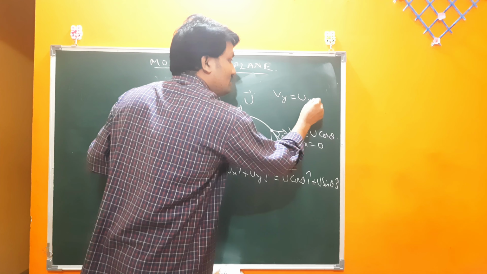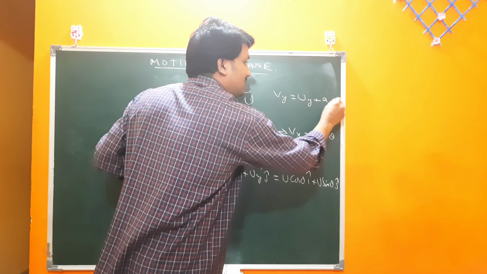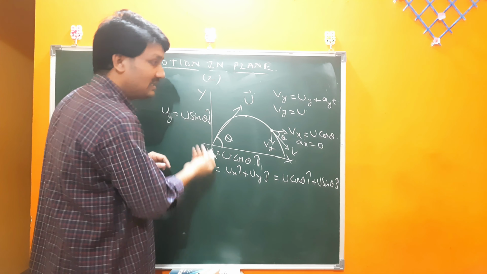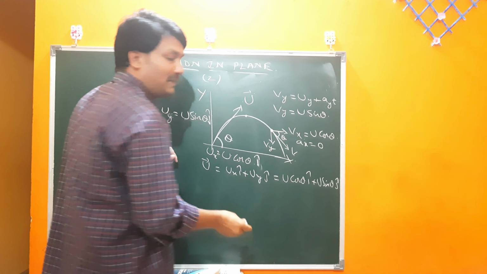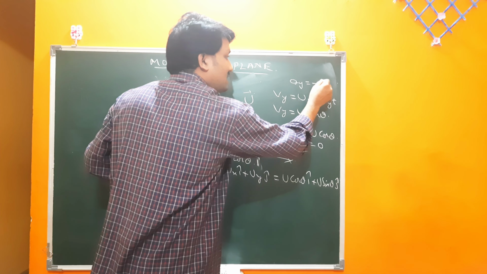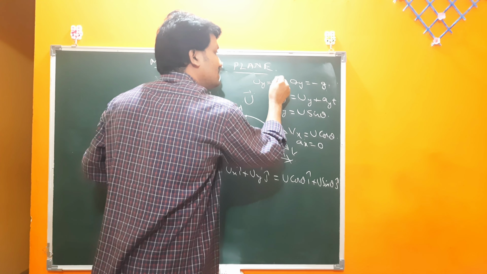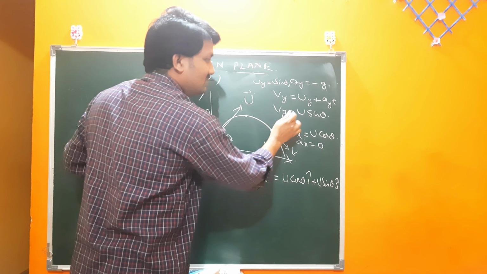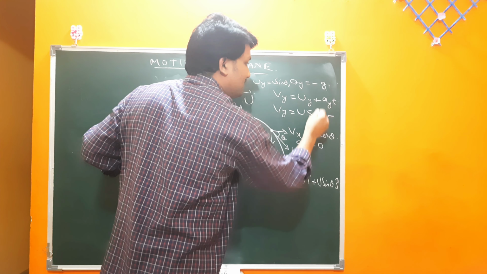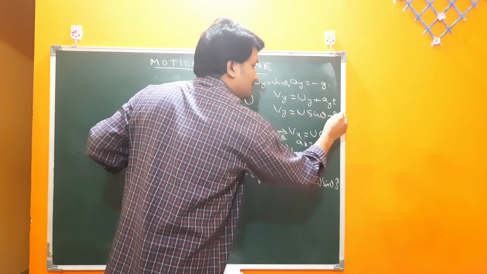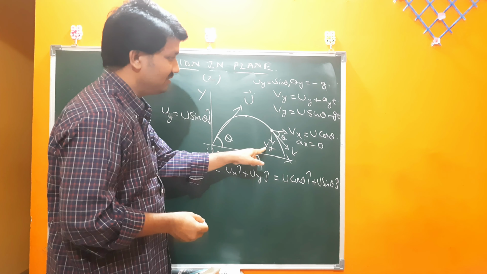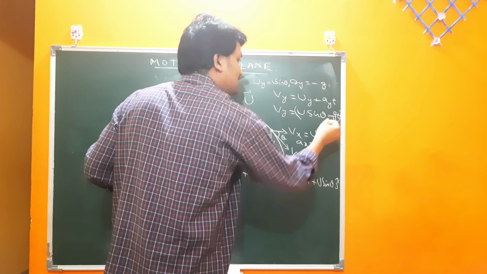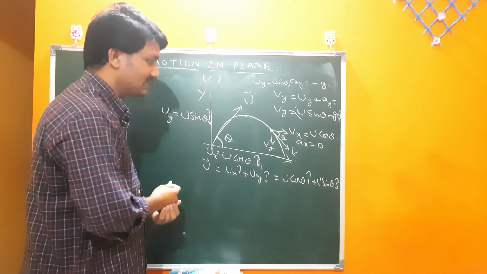Next, the y-axis. How do we write vy? Apply v is equal to u plus at. So vy is equal to uy plus ay t. Uy is u sin theta, and ay is minus g. Just apply these two values. Then vy is equal to u sin theta minus g t. So vy is u sin theta minus gt, in the vertical direction, in j cap.